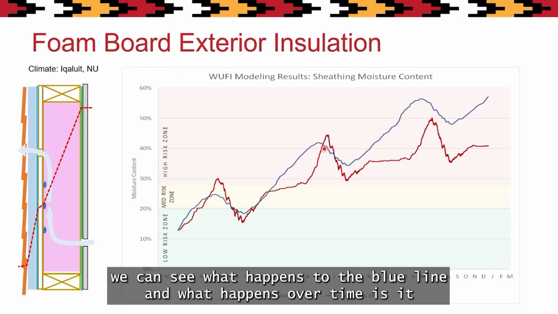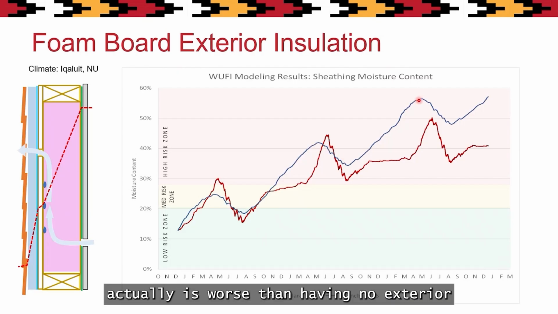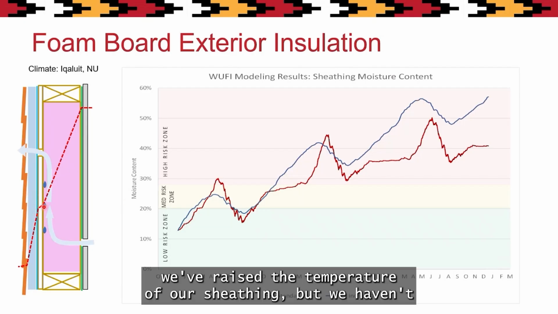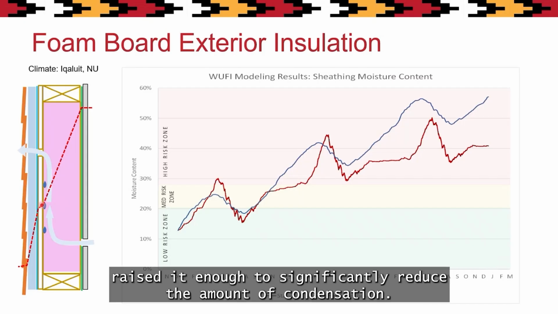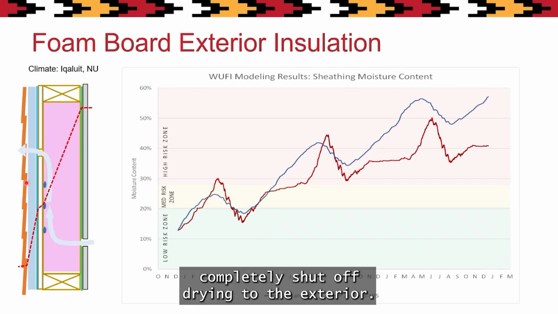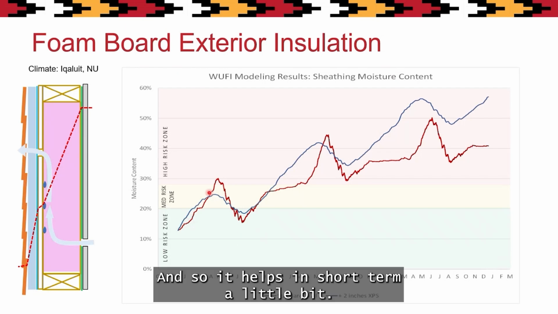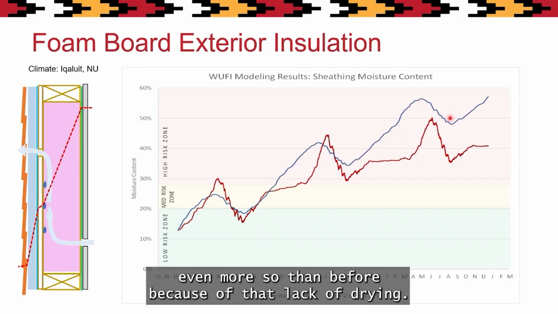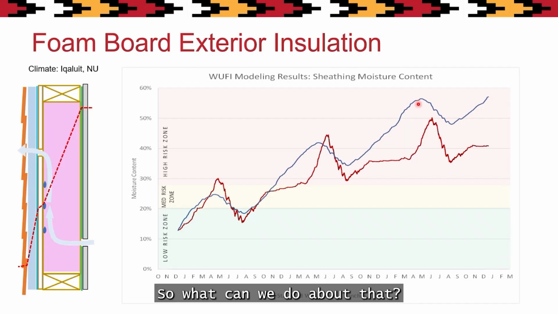It's the blue line. And what happens over time is it actually is worse than having no exterior insulation from a moisture perspective. And the reason that is because we've raised the temperature of our sheathing, but we haven't raised it enough to significantly reduce the amount of condensation. And we've kind of completely shut off drying to the exterior. And so it helps in the short term a little bit, but in the long term, moisture is now building up inside of this wall, even more so than before because of that lack of drying. So what can we do about that?